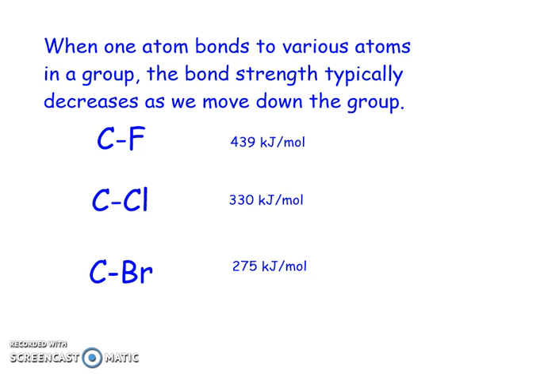So if we look at the carbon atom bonding to fluorine, chlorine, and bromine in group 17, carbon bonded to fluorine, which is at the top, has a bond dissociation energy of 439 kilojoules per mole. As we go down to chlorine, since chlorine is bigger, that attraction is weaker, so it only takes 330 kilojoules per mole to break that bond. And carbon to bromine, again, even bigger atom, takes only 275 kilojoules per mole to break that bond.